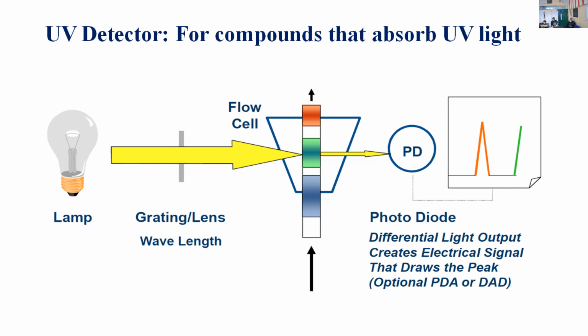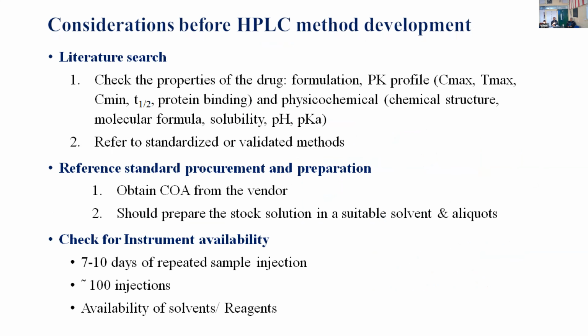Now we will discuss how to develop an HPLC method for analysis. Before starting our method development, we need some preliminary preparation. For that, we need to do a thorough literature search to check the properties of the drug, its PK profile and its physicochemical properties. We should purchase the reference standard with its certificate of analysis.